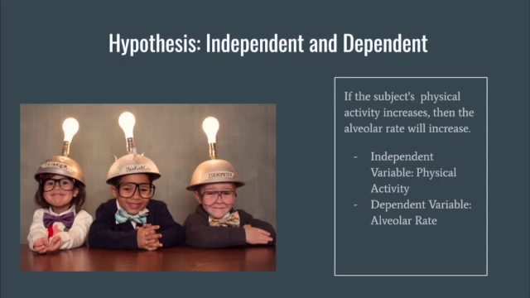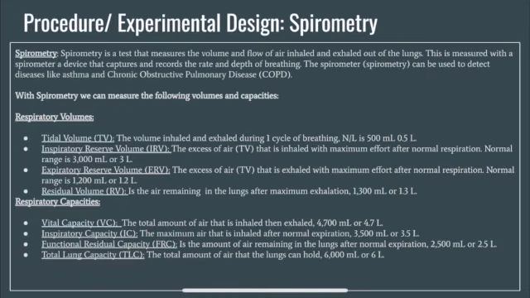Hypothesis, independent and dependent variables. If the subject's physical activity increases, then the alveolar rate will increase. The independent variable is physical activity. The dependent variable is alveolar rate. Procedure, experimental design, spirometry.